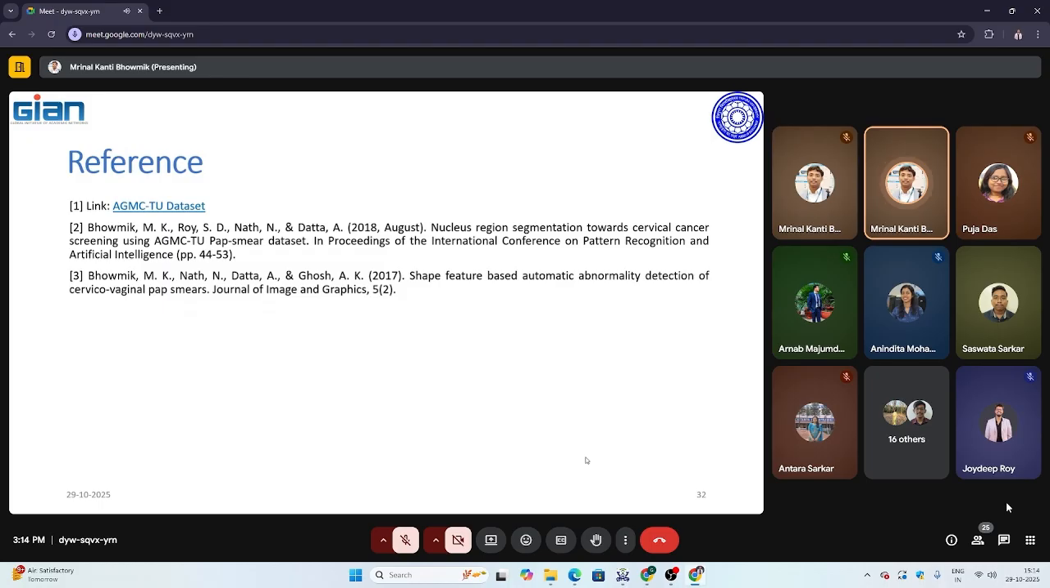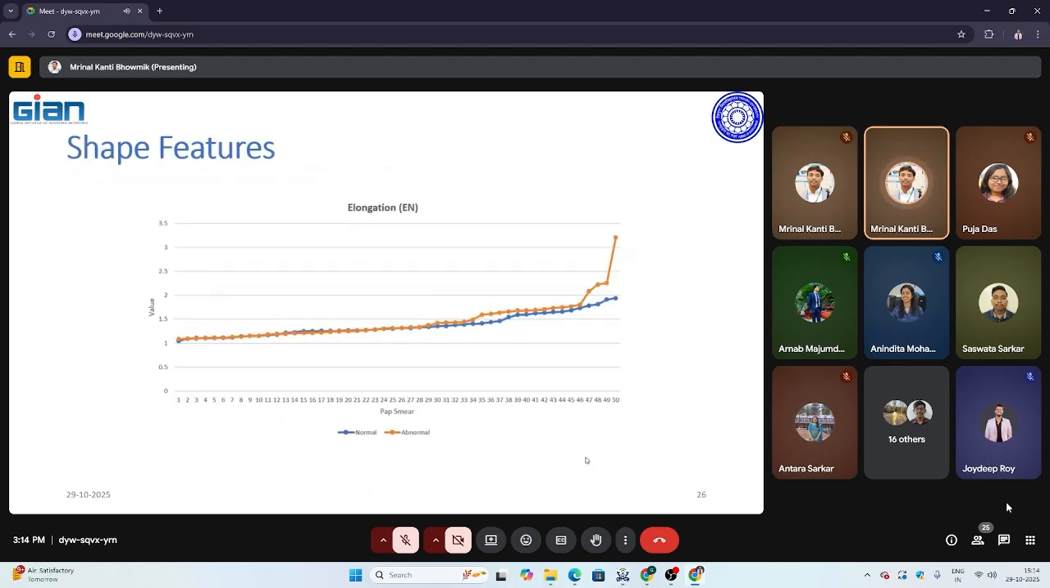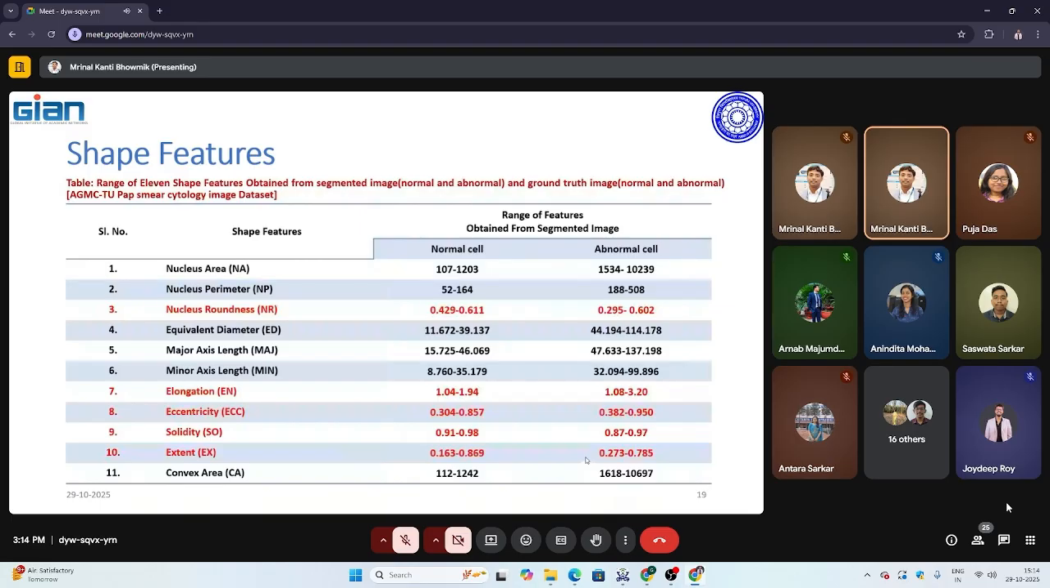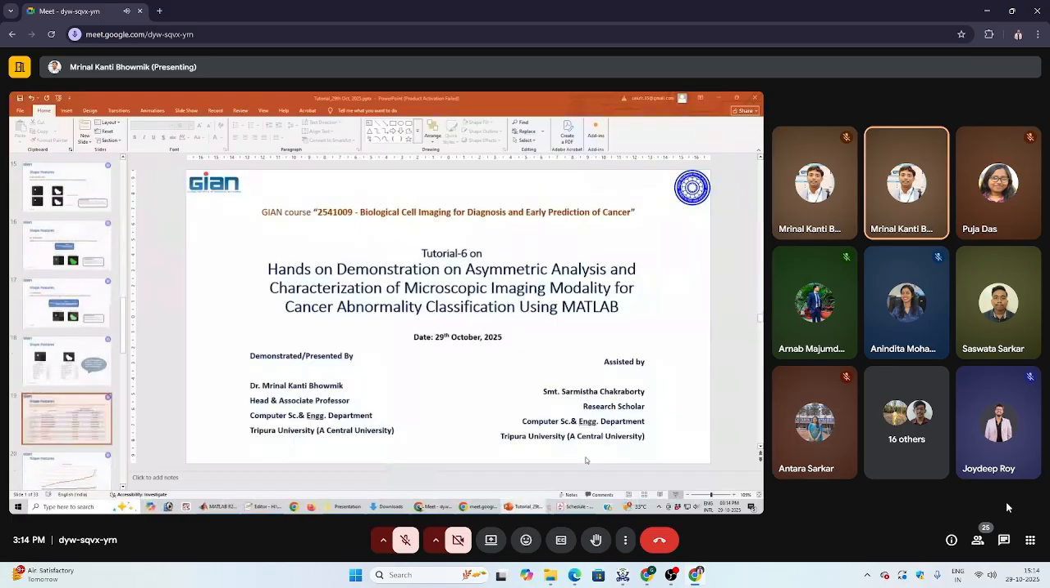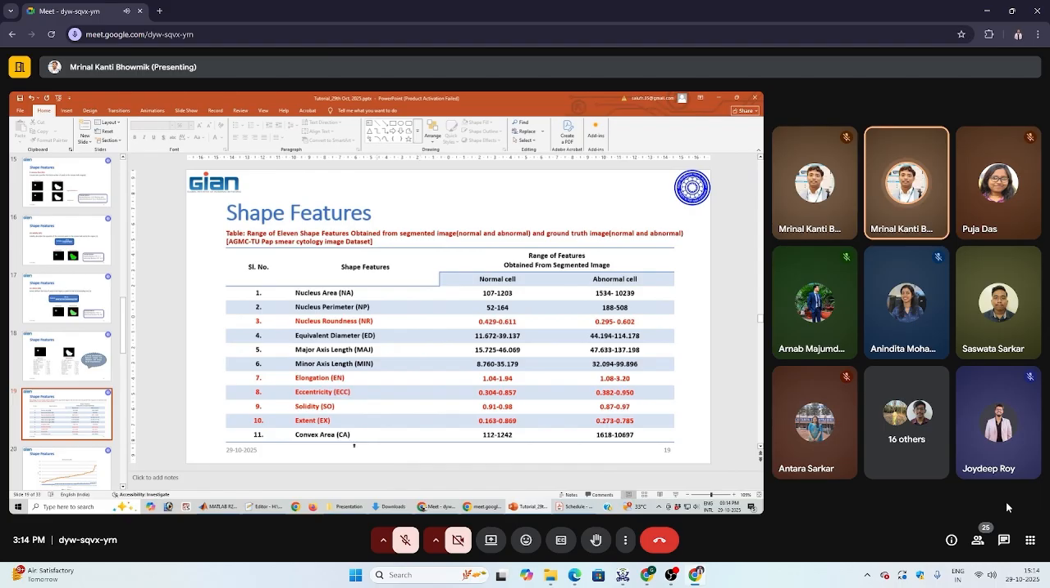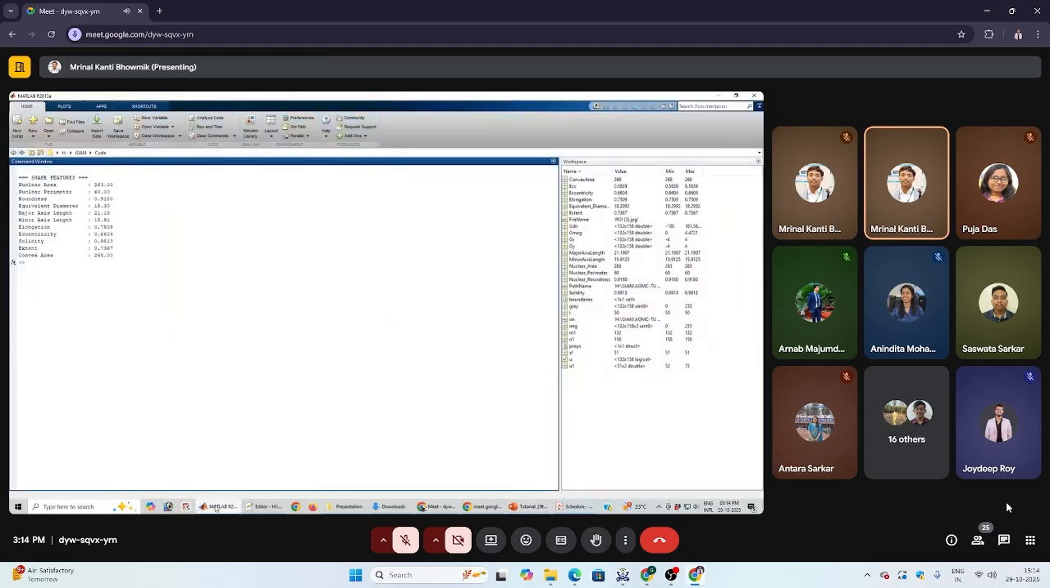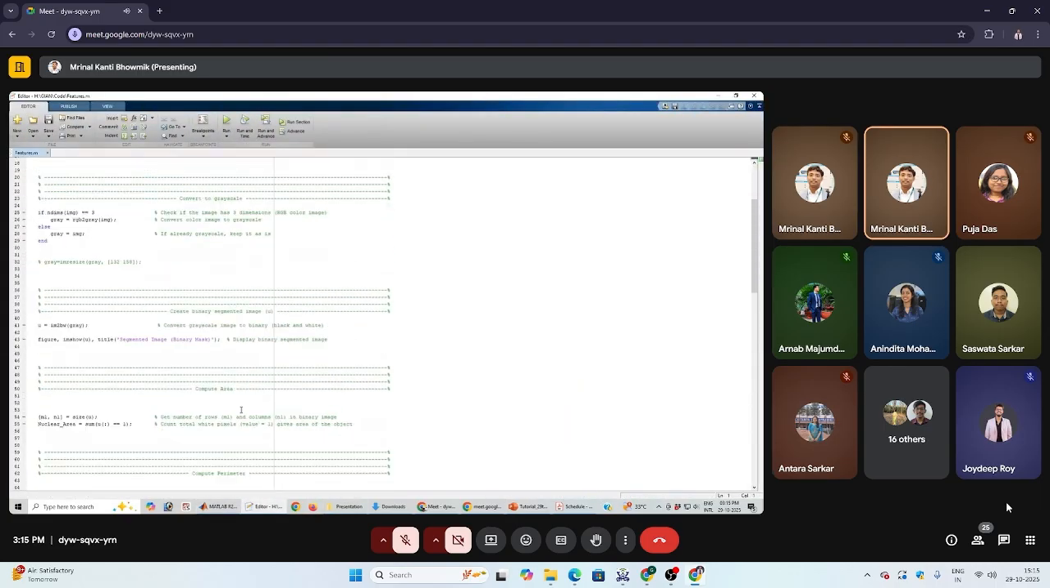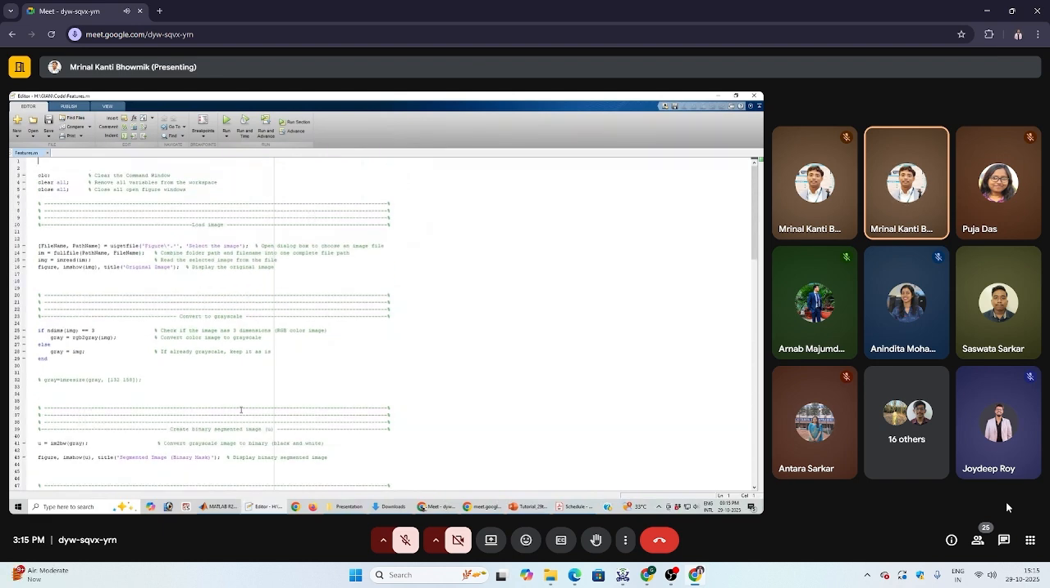So these are the references that I have used. Now I will show you how these shape features can be calculated using MATLAB. So this is the MATLAB code for calculating these 11 shape features. So here I am taking the image.